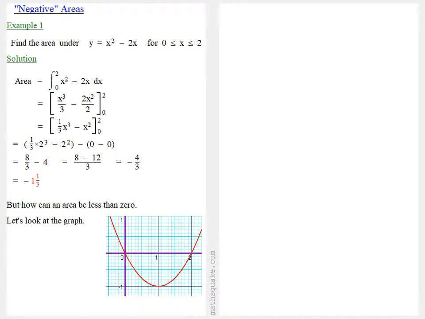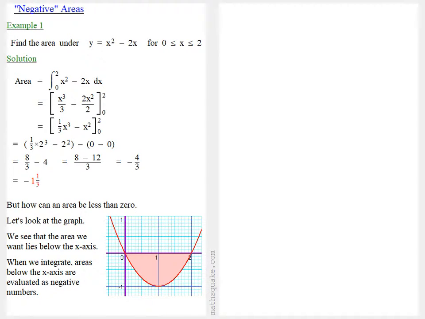Well, let's look at the graph. We see the area we want lies below the x-axis. When we integrate, areas below the x-axis are evaluated as negative numbers. So to find the area, we should take the positive value. So in this example, the area is 1 1/3.